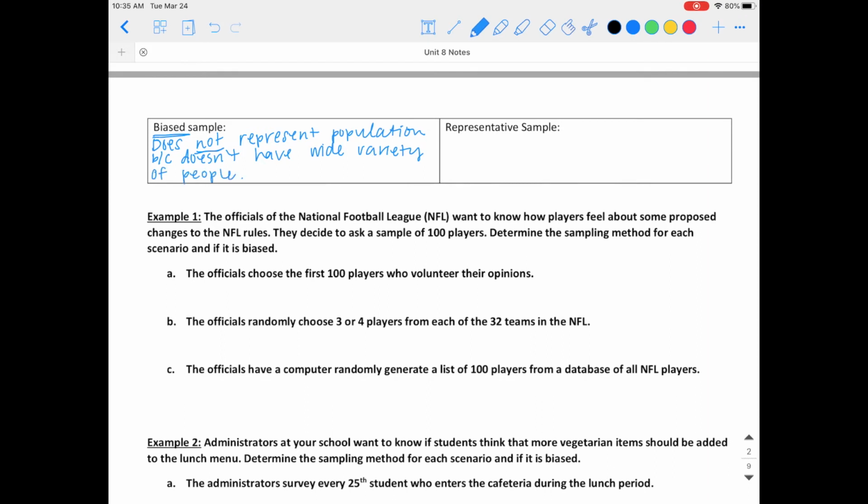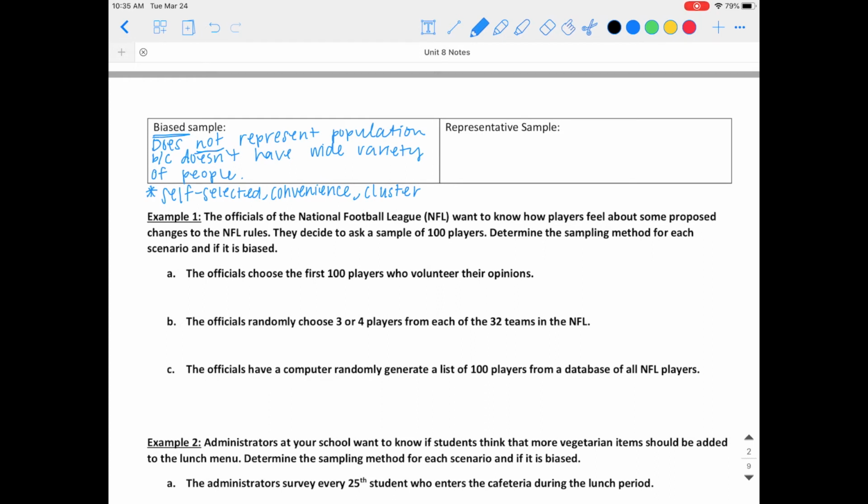With our sampling methods, a lot of times, not always, the ones that are going to be biased would be self-selected, because if someone's volunteering to be part of a sample, it's probable that they're going to be pretty passionate about whatever you're talking about. So that's going to be biased. A convenience sample could be biased depending on the situation. And a cluster sample as well, because the cluster sample does not represent every single group within the population.